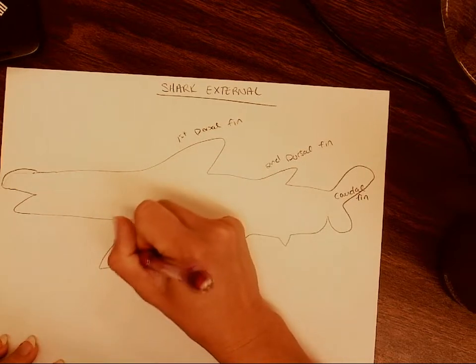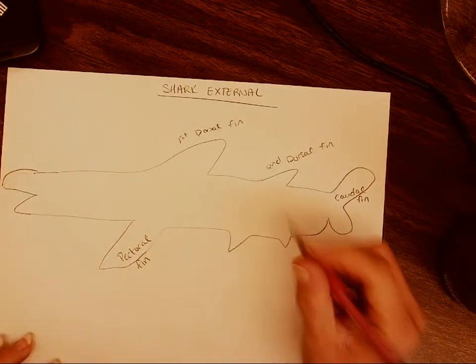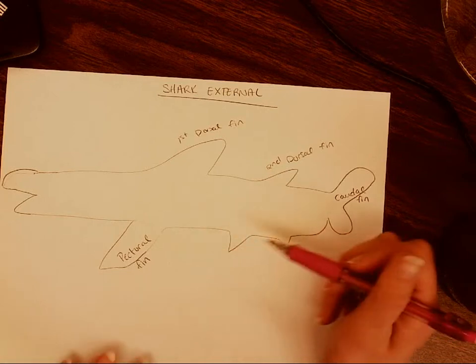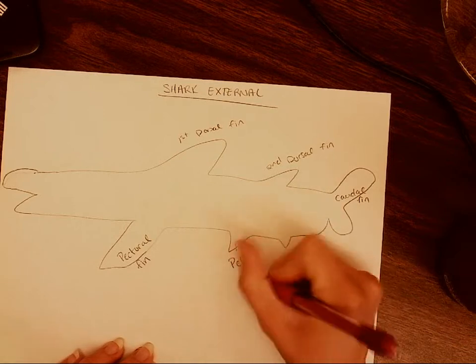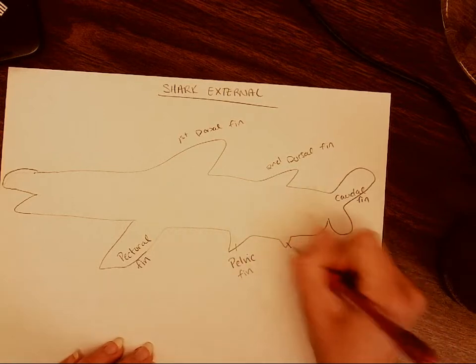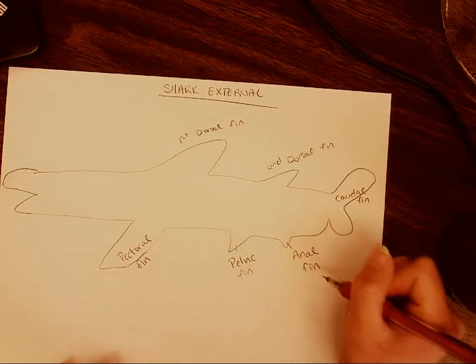If we're going to keep labeling some more fins here, up here near the chest area, we see the pectoral fin. And we're going to see this will be on either side of the shark. We're just looking at one view of the shark. Working our way back, we have the pelvic fin near the pelvis area. And then we have the anal fin, the very back fin here.